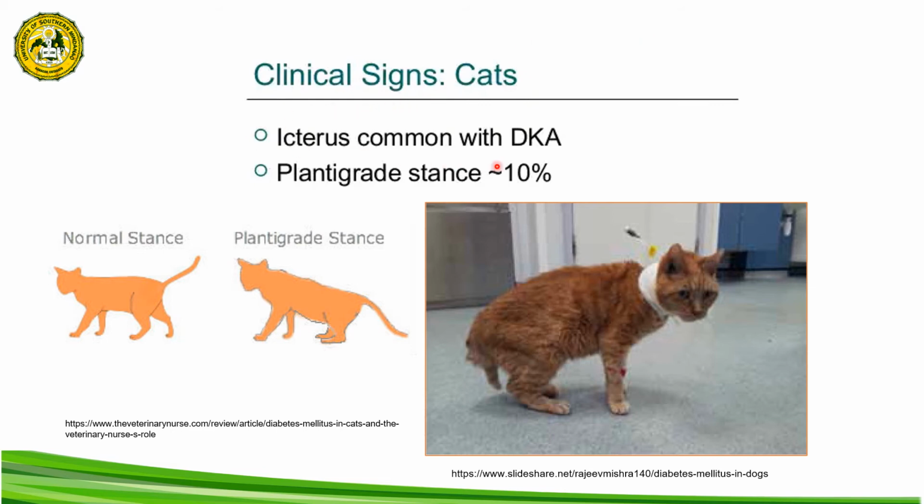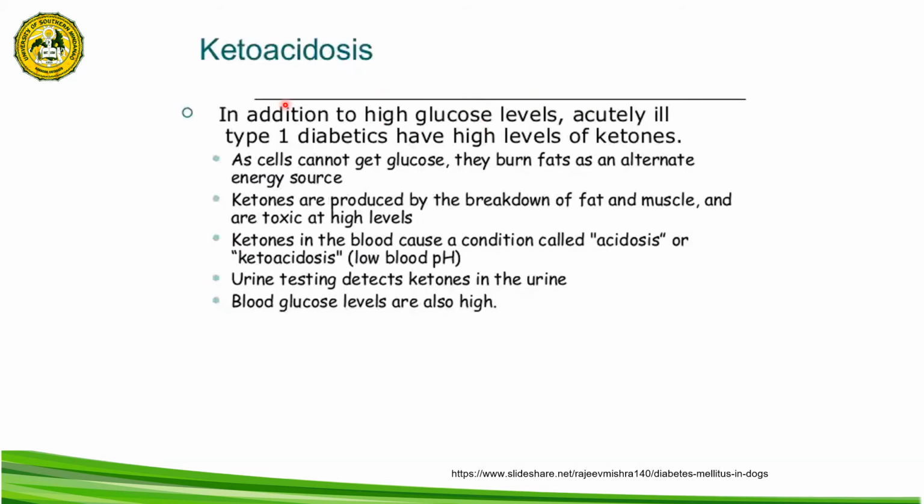For cats having DKA or diabetic ketoacidosis, which is a complication of diabetes mellitus, there will also be icterus or jaundice due to an abnormality in the liver. So what is this diabetic ketoacidosis?